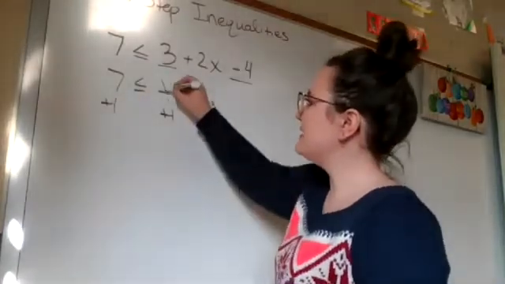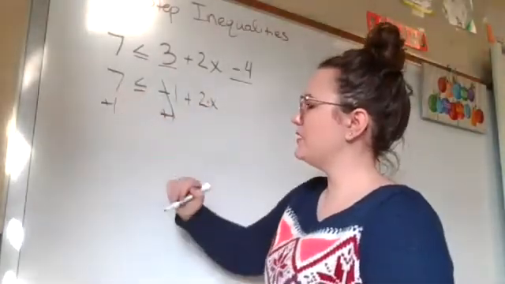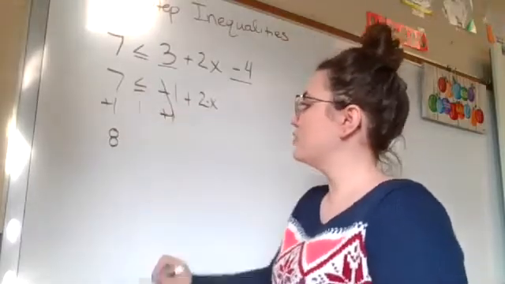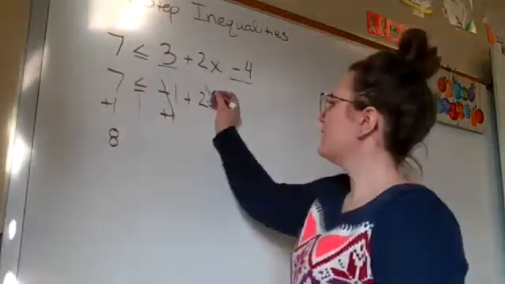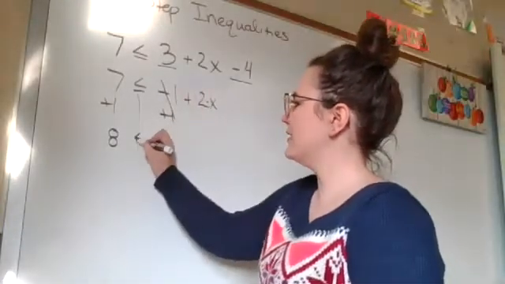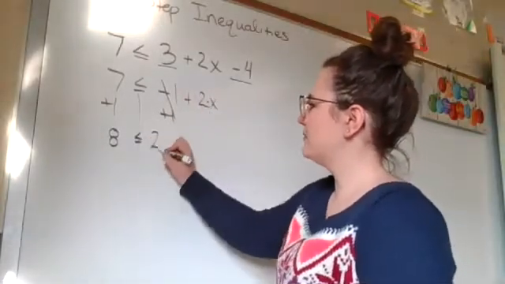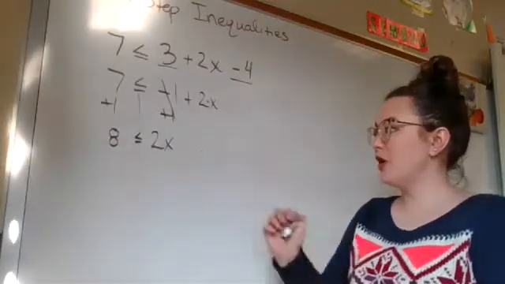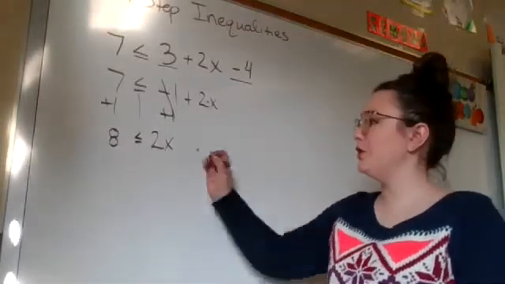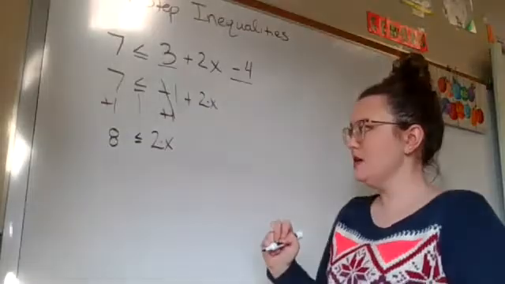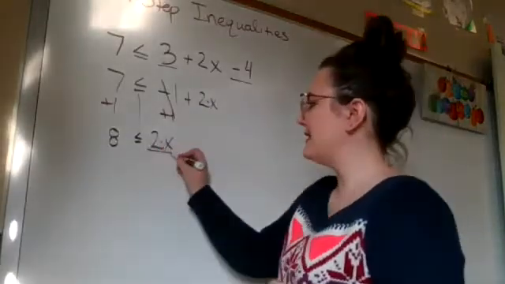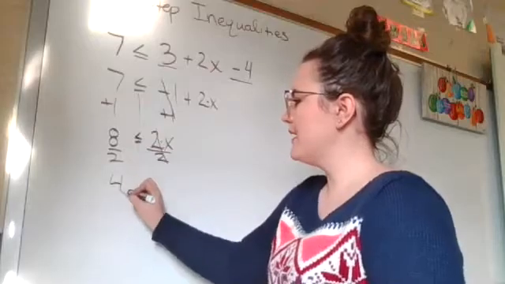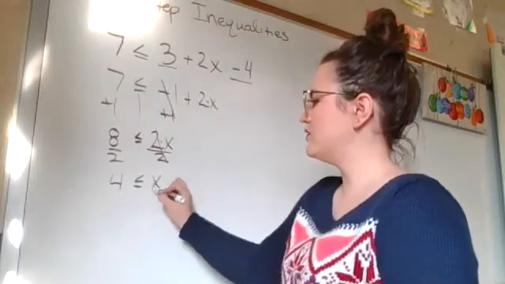Okay, so these cancel out. 7 plus 1 is 8. If you're choosing to draw the line, you can draw the line if you want to. And then I bring my symbol down, less than or equal to 2x. Okay? Now the only thing that's left with my variable is the 2, and it's multiplying. So to get rid of this 2, I need to divide by 2. And I get that 4 is less than or equal to x.